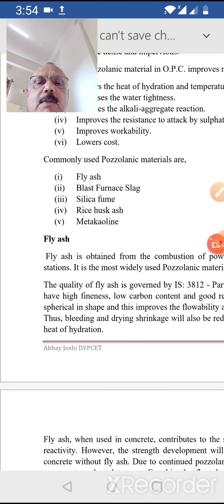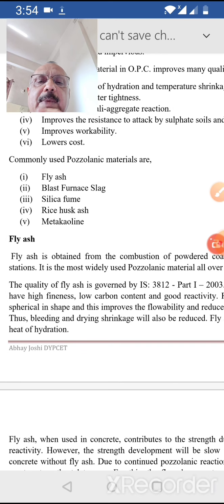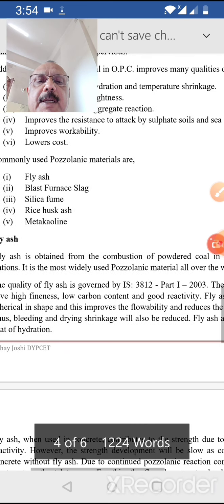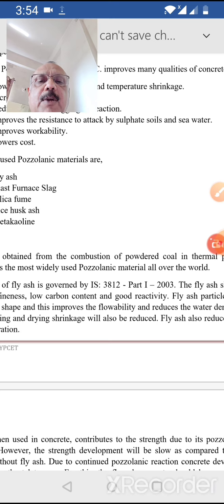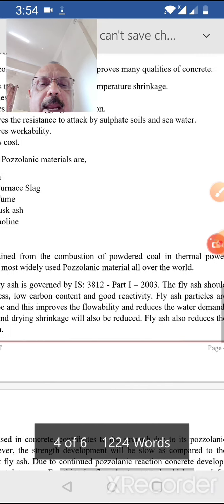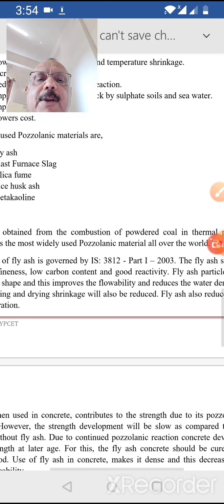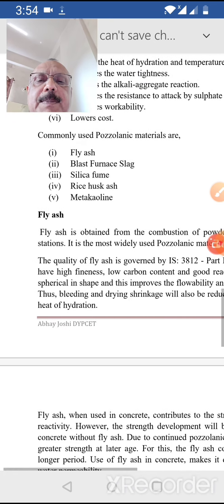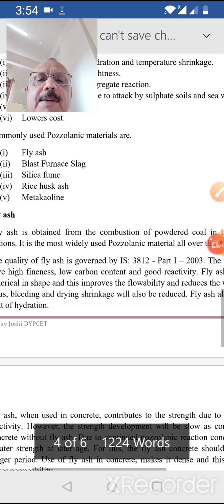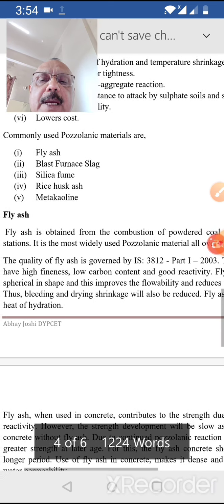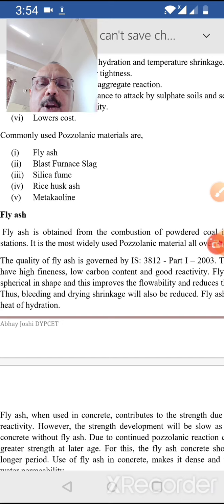Now the fly ash, obviously it should have high fineness, low carbon content and good reactivity, because already we have seen that pozzolanic reaction, so that good reactivity is essential. Fly ash particles are spherical in shape. Again, this spherical shape improves the flowability and workability and reduces the water demand. Thus, bleeding and drying shrinkage will also be reduced. Fly ash also reduces heat of hydration.